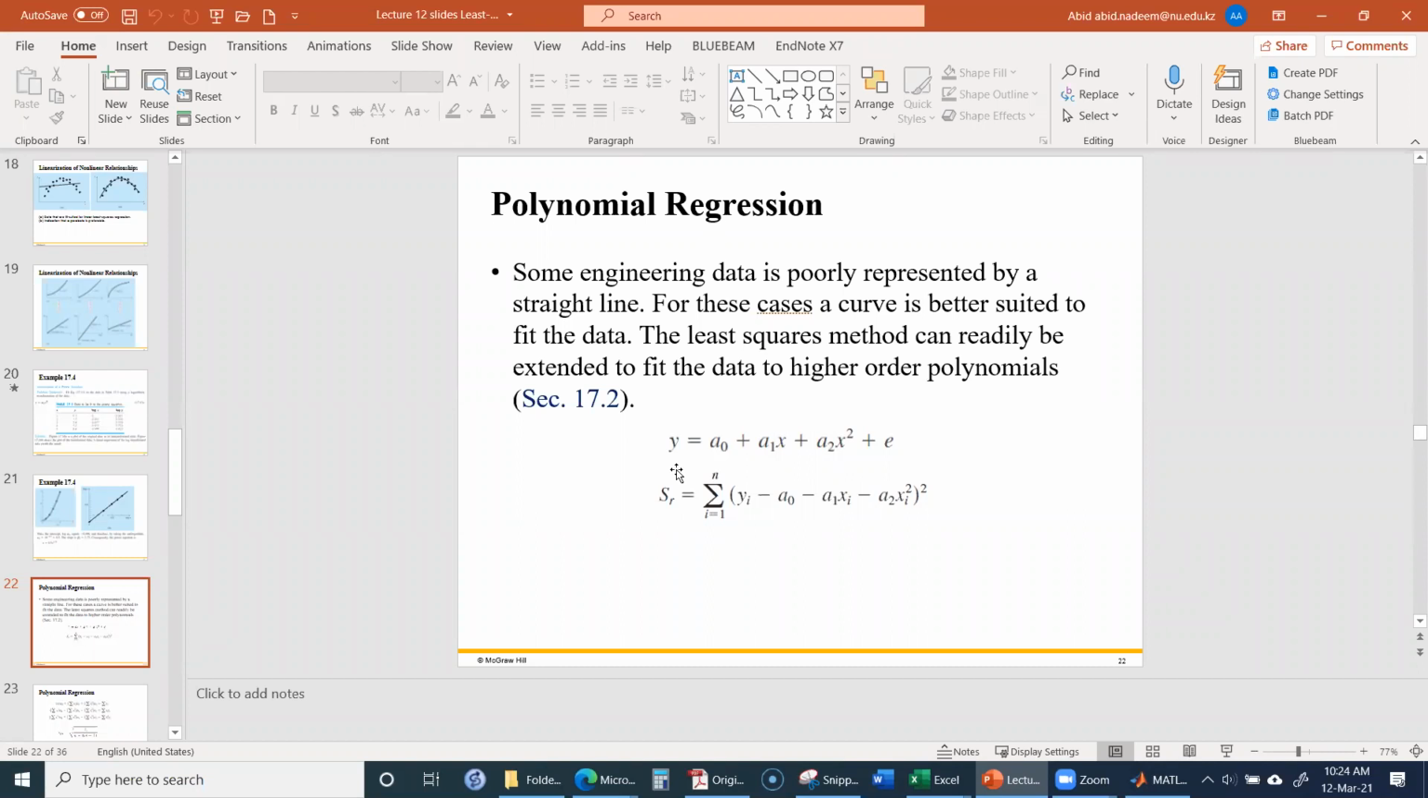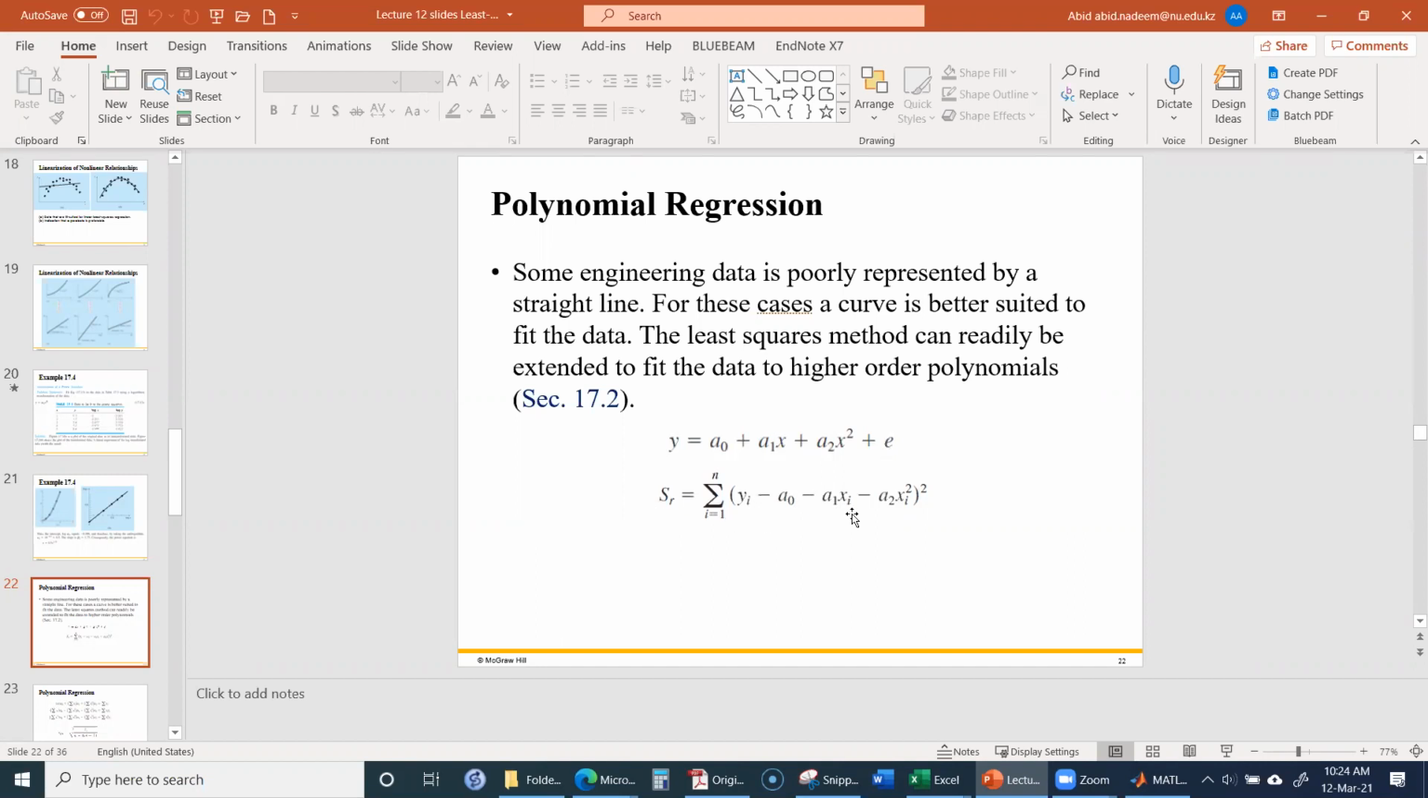So that second order polynomial can be represented as y is equal to a0 plus a1 x plus a2 x square plus e, which is denoted for some error. And if we take the value of the error, or the residual square, that will be given by this sum.